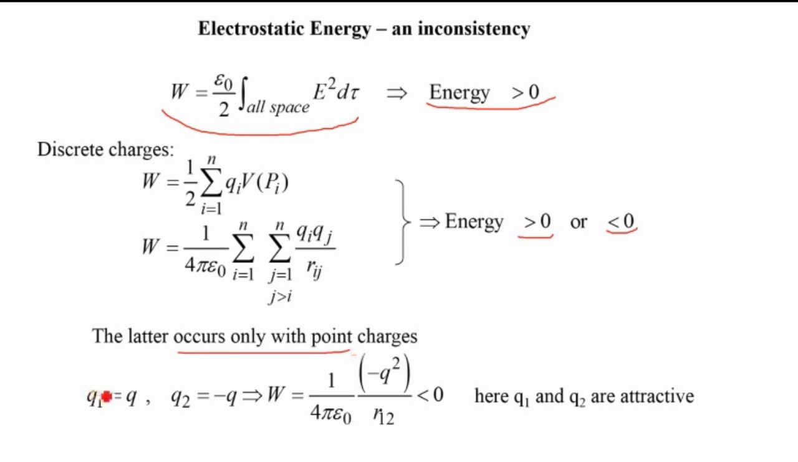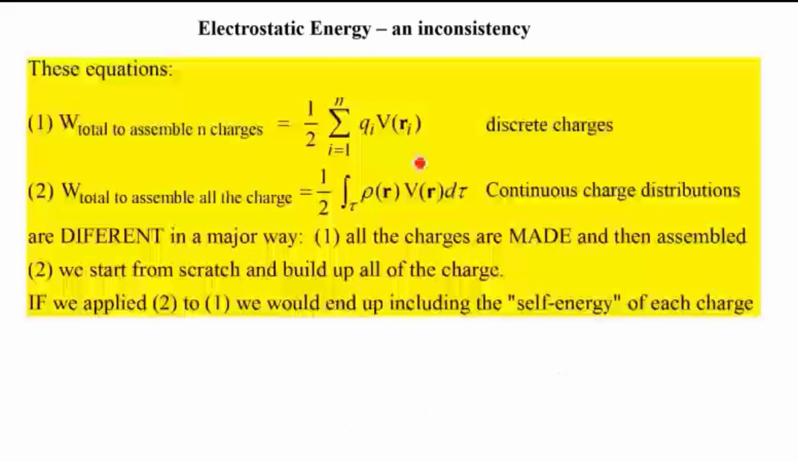This will only occur with point charges. And so if you look at Q1 equal to Q and Q2 equal to minus Q, then for just two charges we would get a negative result. And in this case we would have attractive charges. These equations, where we have for n charges this result for discrete charges, and this one for assembling all of the charge, which is equal to this quantity here, so continuous.